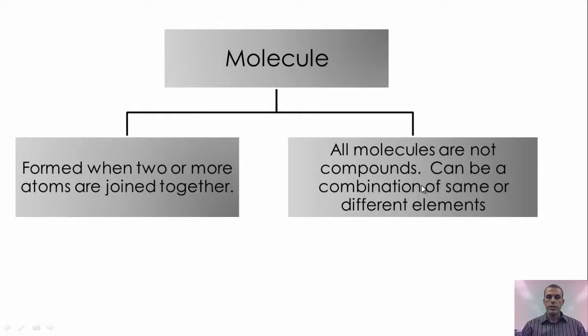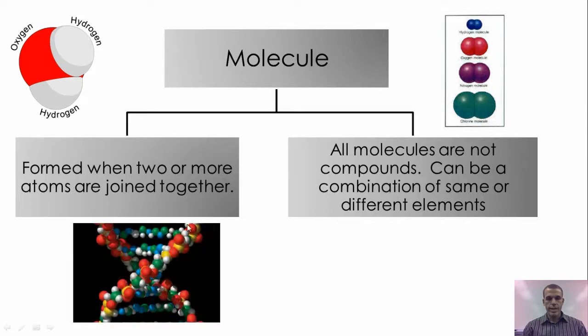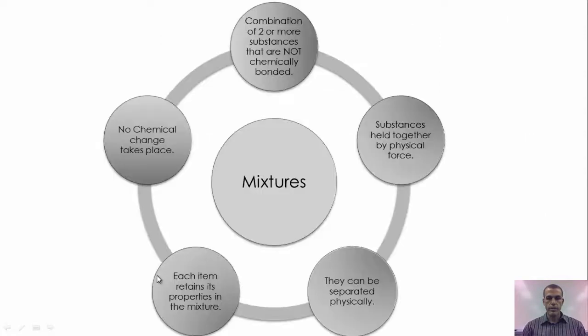Now, what you can see here can be a combination of the same elements or different elements. All right, so here, this is considered a molecule, okay? It's also considered a compound because it has different elements. We have oxygen and hydrogen. When we're looking at these here, like hydrogen by itself, this is considered a molecule, but it's not considered to be a compound. And you have oxygen, nitrogen, and chlorine. Again, they are all molecules, but they are not considered to be compounds. Okay, and then DNA here is considered to be a molecule and a compound due to the fact of having the different elements present.